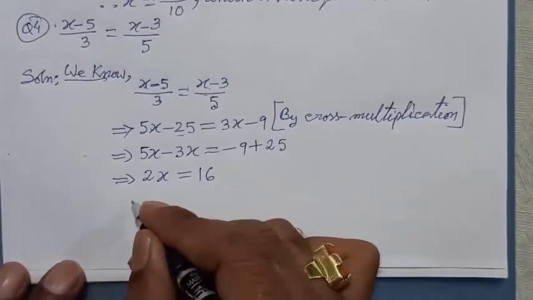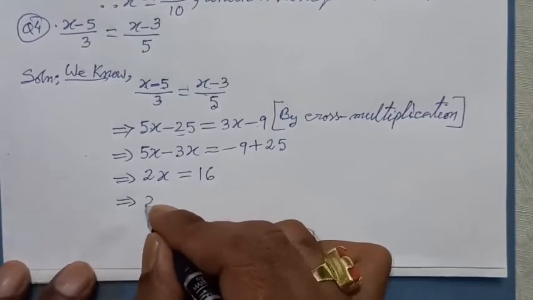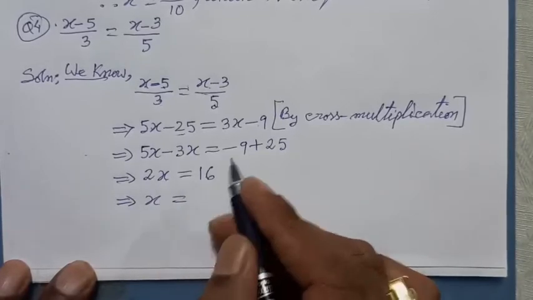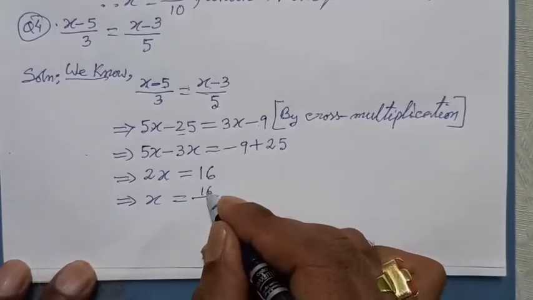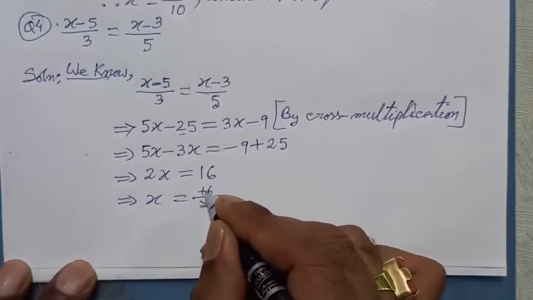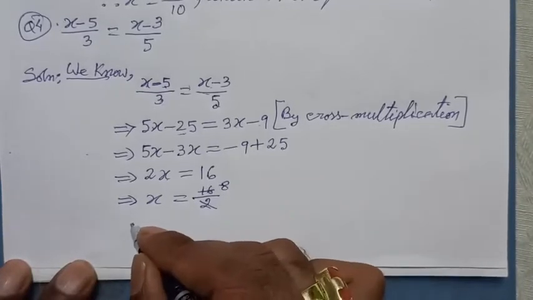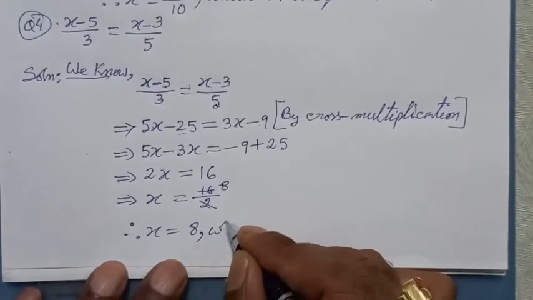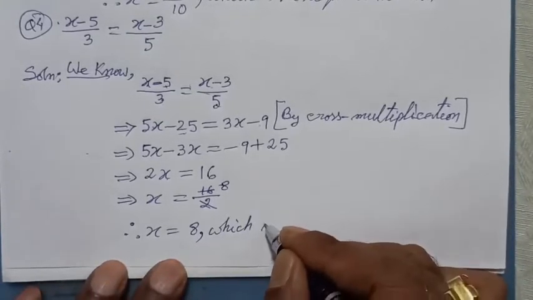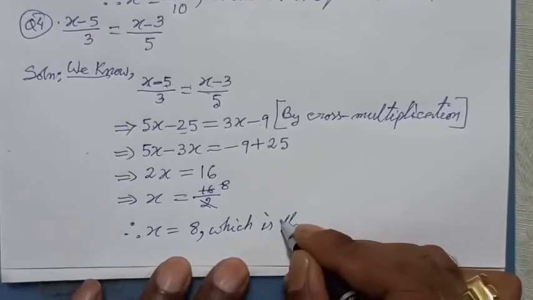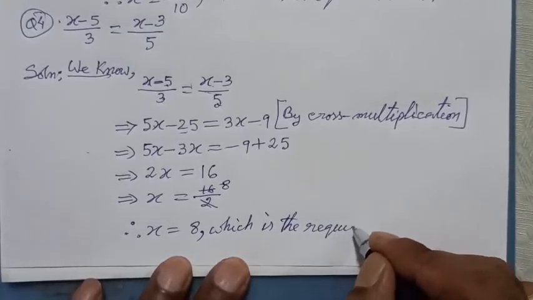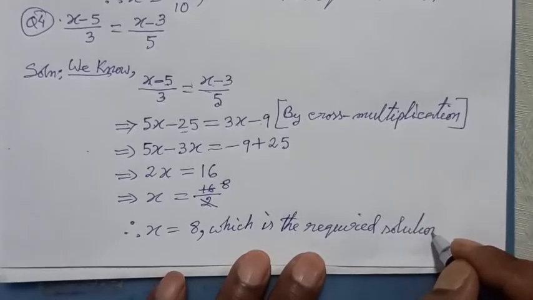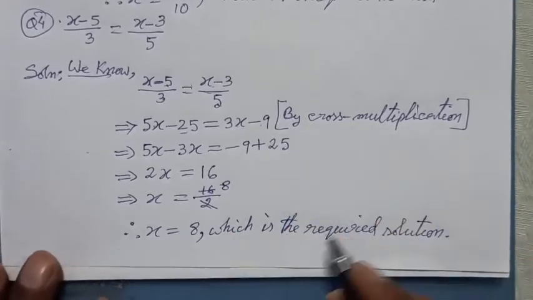If we subtract, then we will get 16. This implies that x is equal to, if we want to find out the value of x, then this 2 will divide 16. 16 divided by 2. If 2 is dividing 16, then we are getting 8. Therefore, x is equal to 8, which is the required solution. Here the question is over.